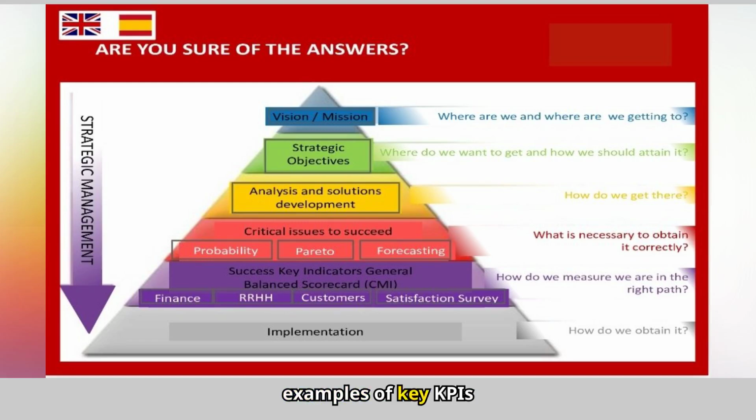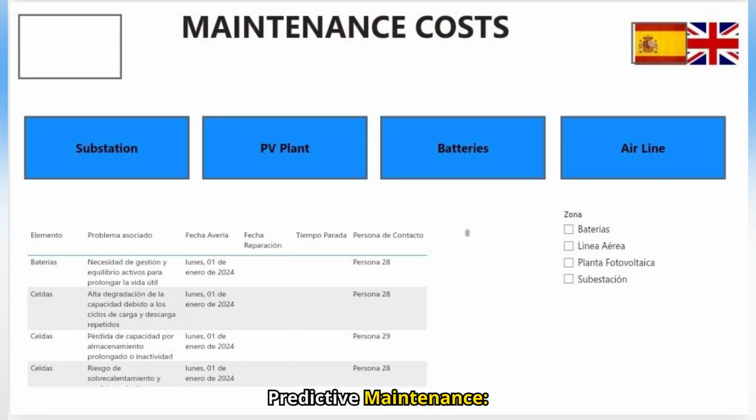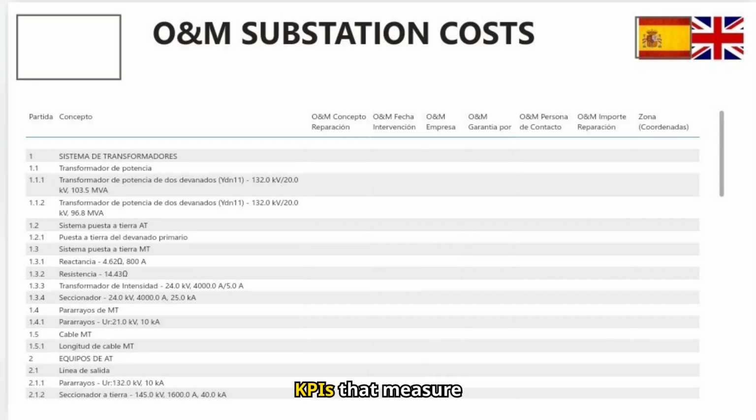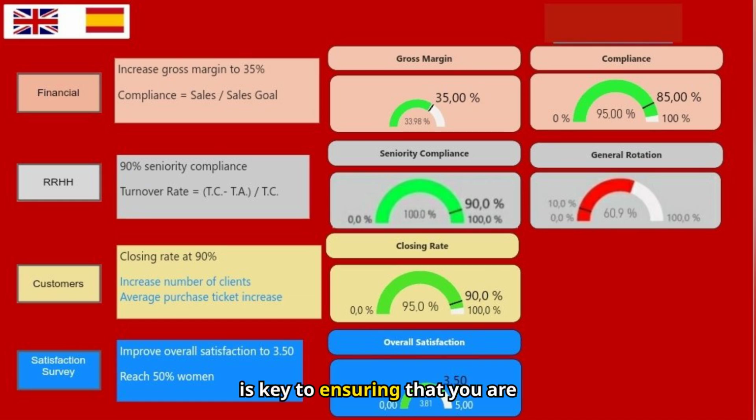Here are some examples of key KPIs depending on the focus of your digital transformation. Predictive maintenance. KPIs such as reduction of unplanned failures, improved asset life, and reduced downtime. Operational optimization. KPIs related to reduced energy consumption, improved material efficiency, and shorter production cycles. KPIs that measure automation of repetitive tasks, increase in productivity per employee, or reduction in operational errors. Selecting the right KPIs is key to ensuring that you are measuring what really matters and that the results you get are relevant to your strategic objectives.